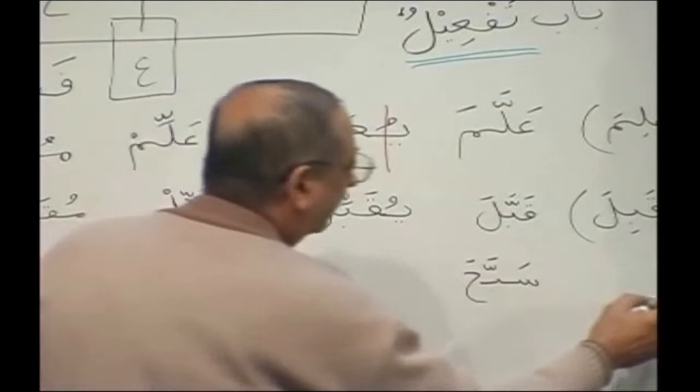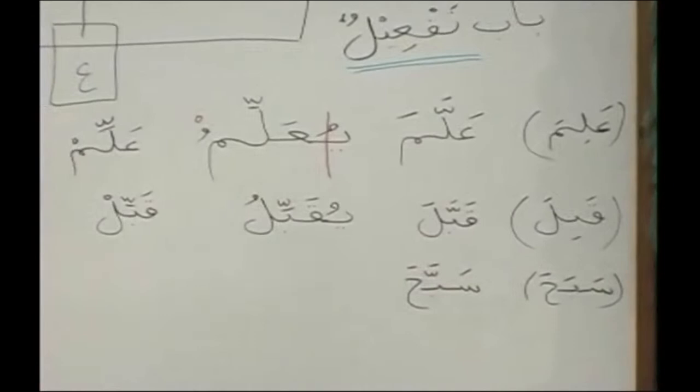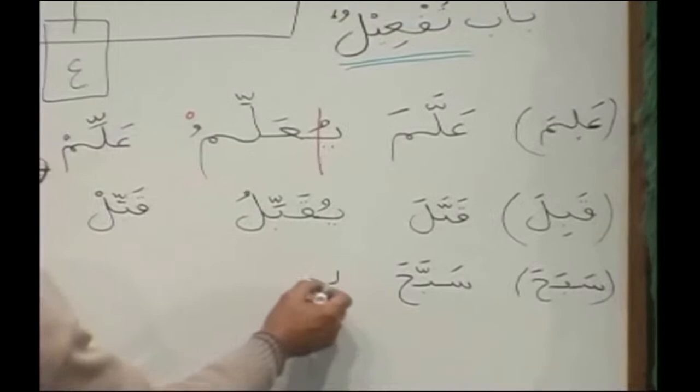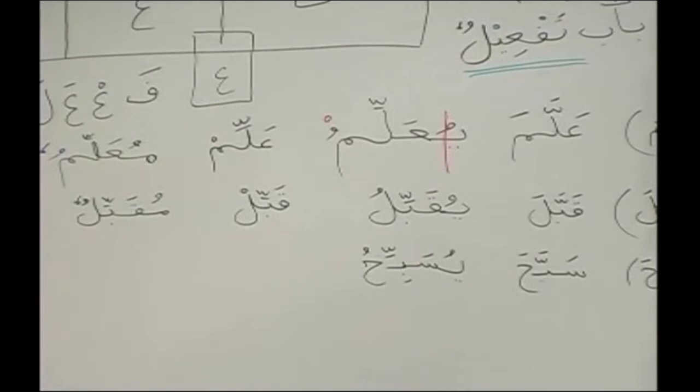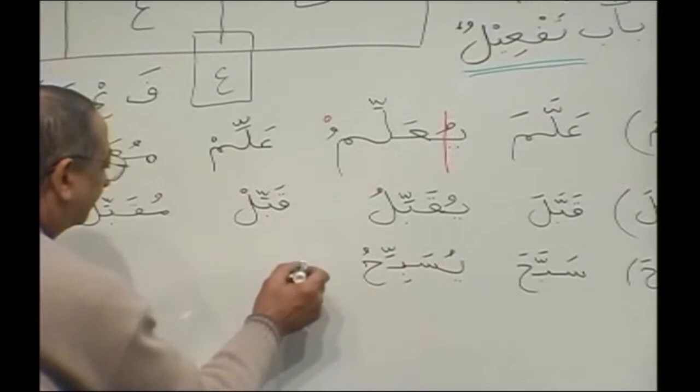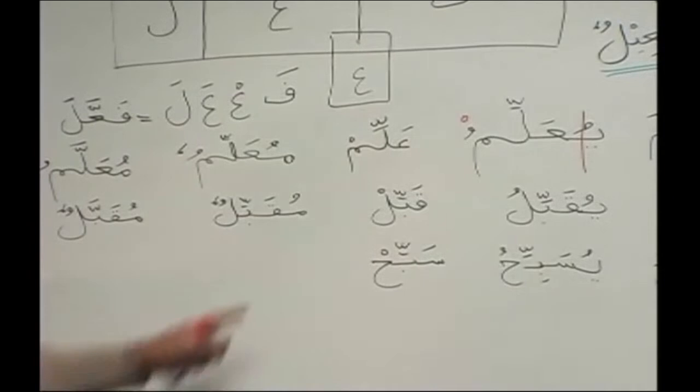Sabbaha. It comes from Sabbaha. What will be the mudari, brother? Yusabbihu. Yusabbihu. What will be the amr? Sabbih. It comes in the Quran all the time. Sabbih. And then musabbihun.